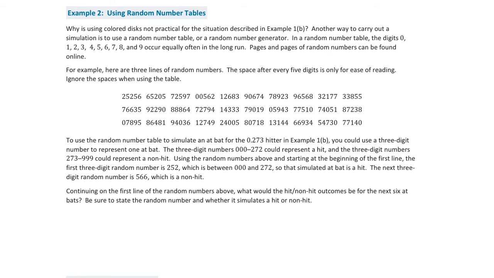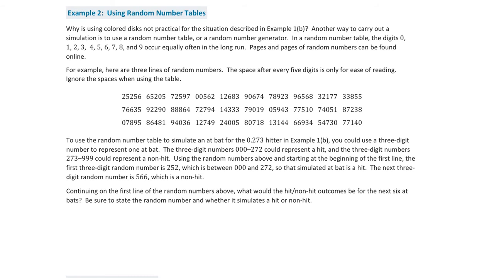So why is using colored discs not practical for the situation described in 1B? Another way to carry out a simulation is to use a random number table or a random number generator. In a random number table, the digits 0, 1, 2, 3, 4, 5, 6, 7, 8, and 9 occur equally often in the long run. Pages and pages of random numbers can be found online.